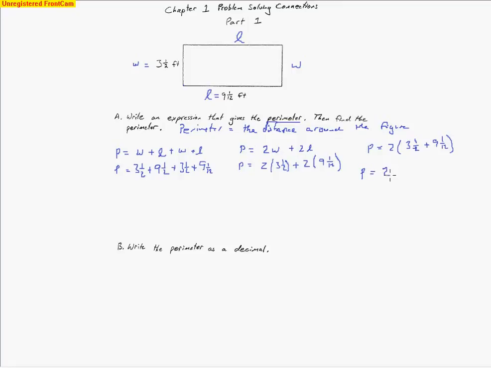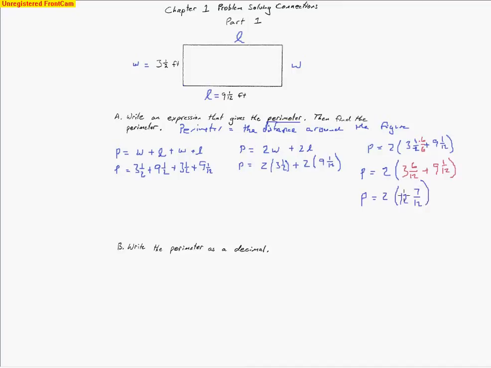So we've got 2 times, and then I'm going to come up with a common denominator with these two numbers here. I'm going to multiply that 1/2 by 6 over 6. And so now I've got 3 6/12 plus 9 1/12. From that point, I could go ahead and add the two fractions together. So again, I still have the perimeter equals double the sum: 6/12 and 1/12 gives me 7/12, and then 3 plus 9 gives me 12.